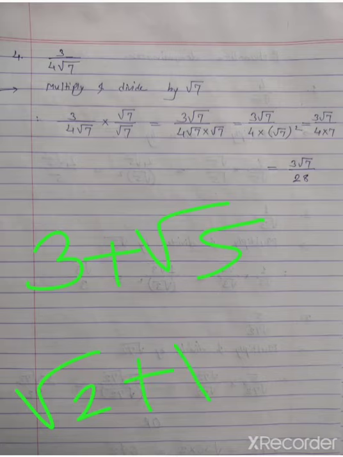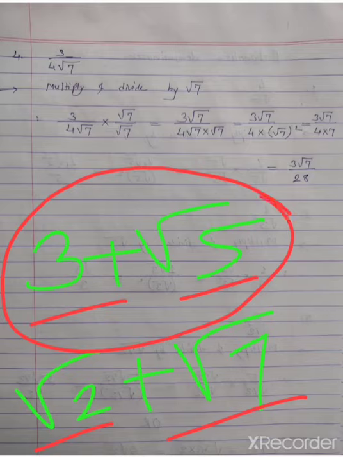These are binomial surds, because here the terms are 2, so it is called a binomial surd. We will find its conjugate and rationalize the denominator which will be in the form of a binomial surd.